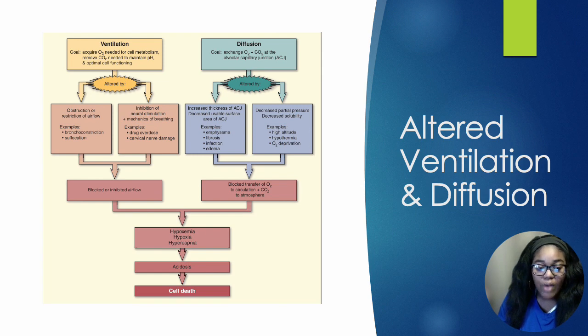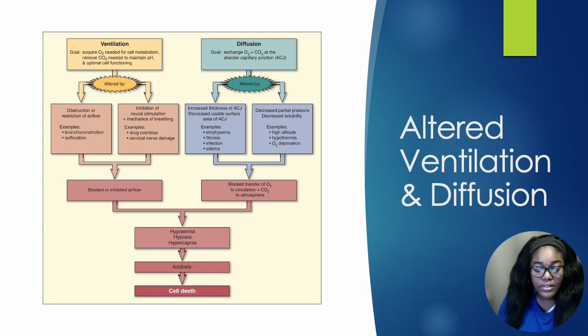So we have alterations when we have a restriction or obstruction of airflow. Ventilation can be altered by simply an obstruction. And we see that with bronchoconstriction, and you'll see that with individuals with an asthma attack. They're having bronchospasms and bronchoconstriction where they're not able to get air into the lungs the way they need to. So there's an obstruction there.